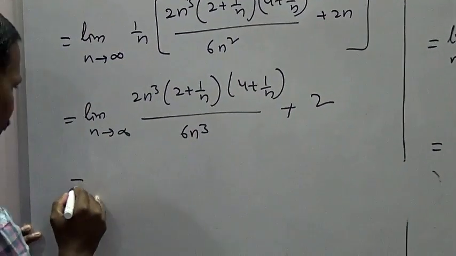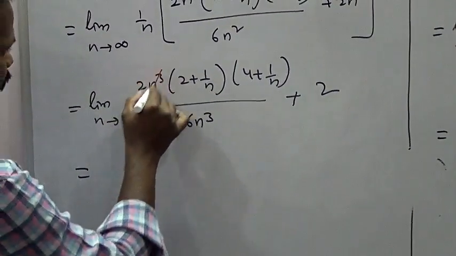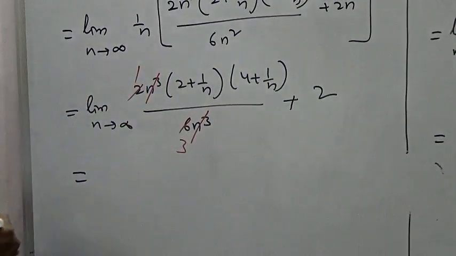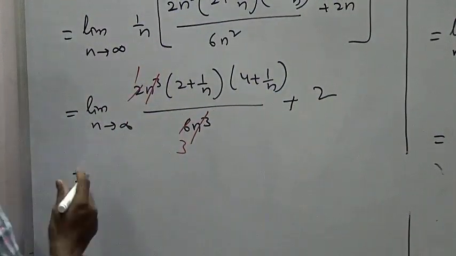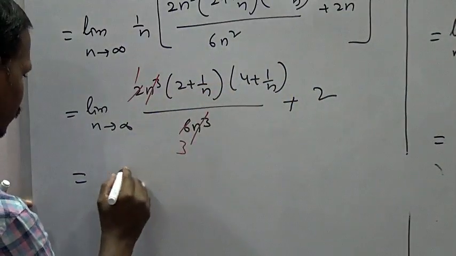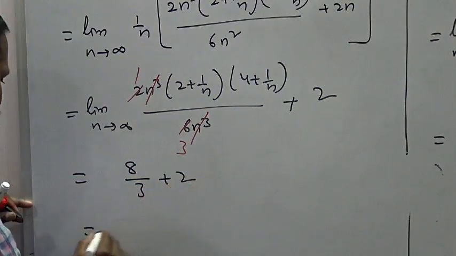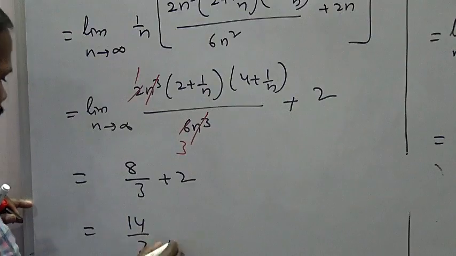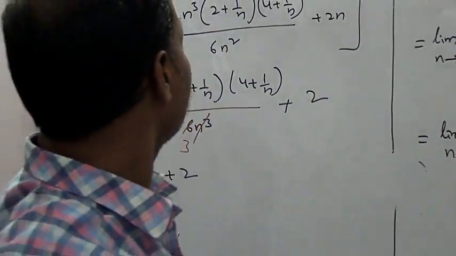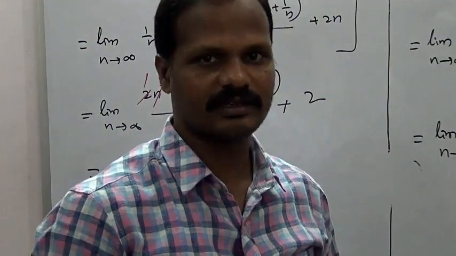Now apply the limit here and cancel n cube. The 2 ones are 2, the 3s are... So if you apply the limit as n tends to infinity, this becomes 0 and this becomes 0. So 2 into 4 is 8 by 3, plus 2, which is equal to 14 by 3. This is the value of the integration by using the fundamental theorem of integral calculus. Okay now?